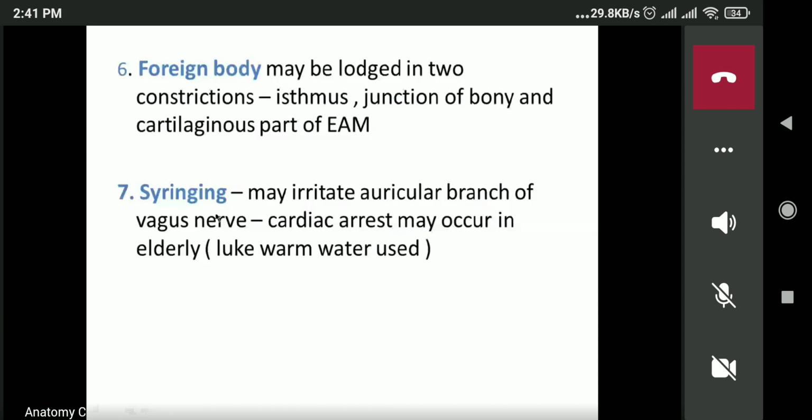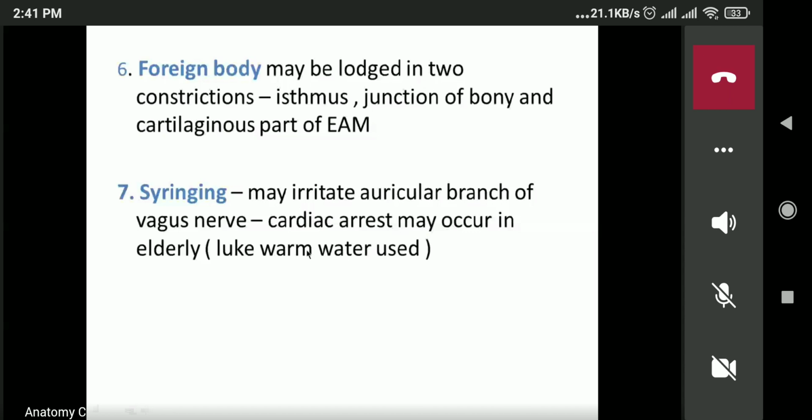Okay. Next, sometimes earwax gets impacted in the external acoustic meatus. So what happens? You may have to do a procedure to take out the wax, which is known as syringing. You have to use one instrument to do the procedure. So that procedure is known as syringing. Whenever you do it, instead of cold water, you have to use lukewarm water.